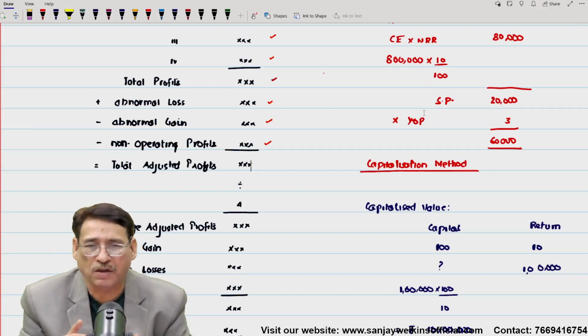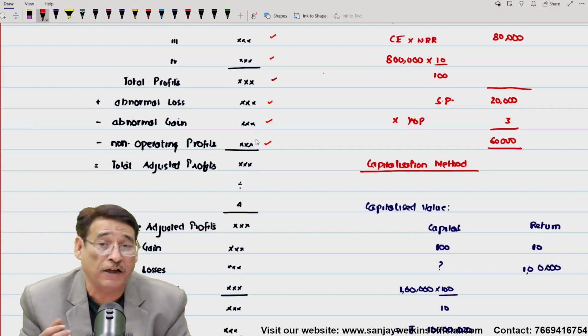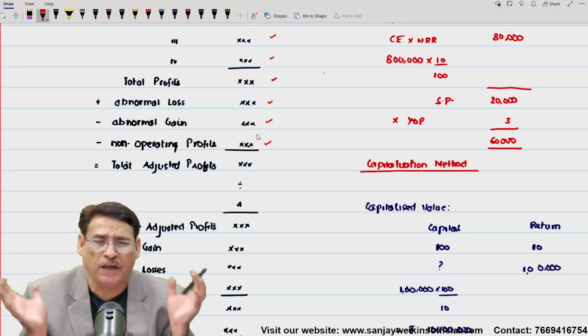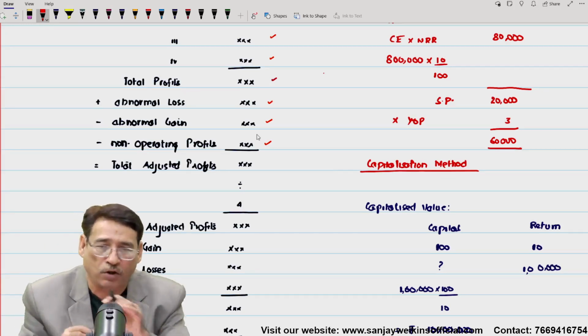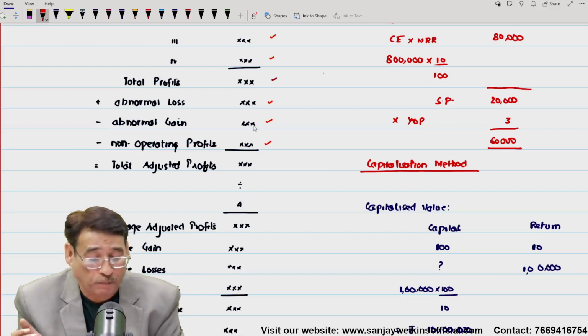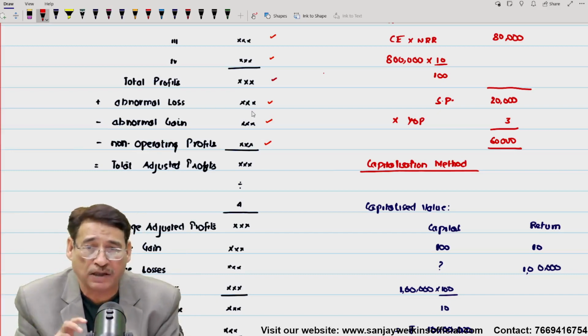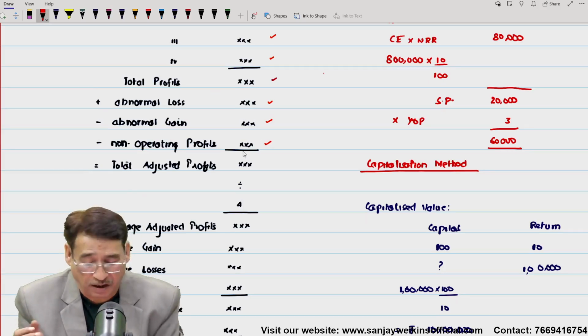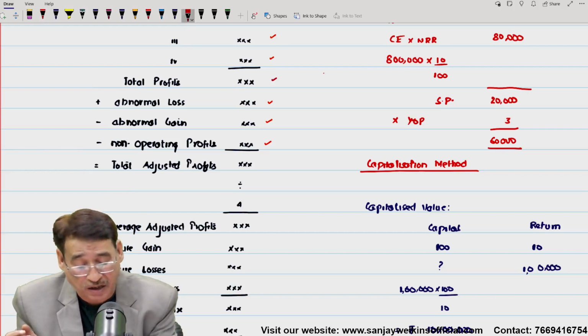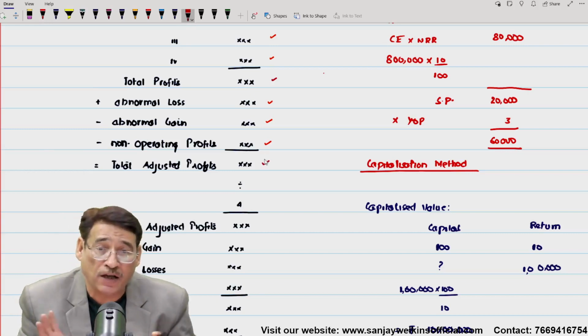So the purchasing party generally will insist upon this particular fact that we should subtract the abnormal gain and non-operating profits. That means the basic idea between these two parties regarding the discussion with respect to the goodwill is to see to it that under normal circumstances, what would have been the profit. So all the abnormal scenarios will be wiped out, and now the profit, after adding abnormal loss and subtracting abnormal gains and non-operating profit, the total profit has now been adjusted. So it will be known as total adjusted profit, as you can see. It is known as total adjusted profit.